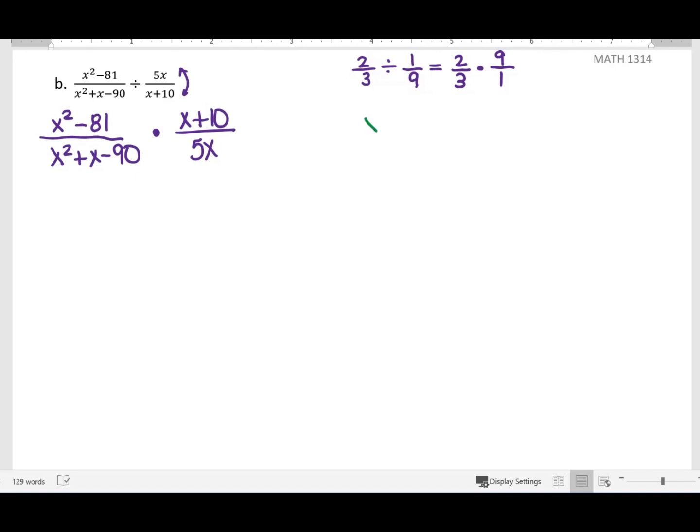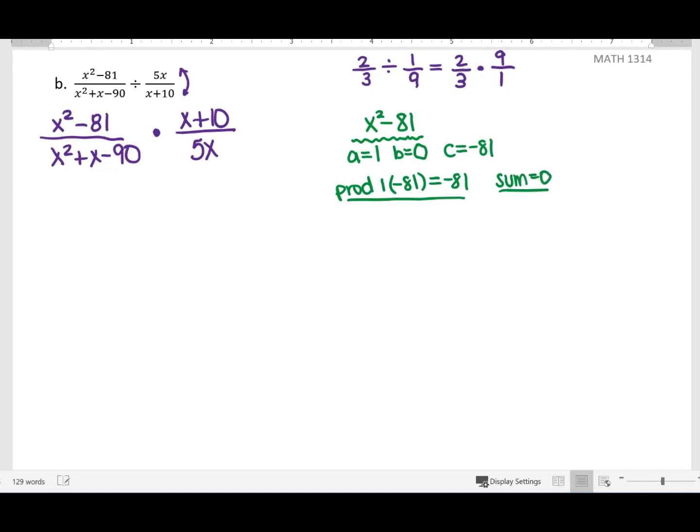So if I look at x squared minus 81, and I'm going to use the bottoms up method. A is going to be 1. B, which is supposed to be on our middle term, our x to the first, is not there, so that's a 0. And C is going to be negative 81. We're looking for a product of A times C, which is 1 times negative 81, which is negative 81.